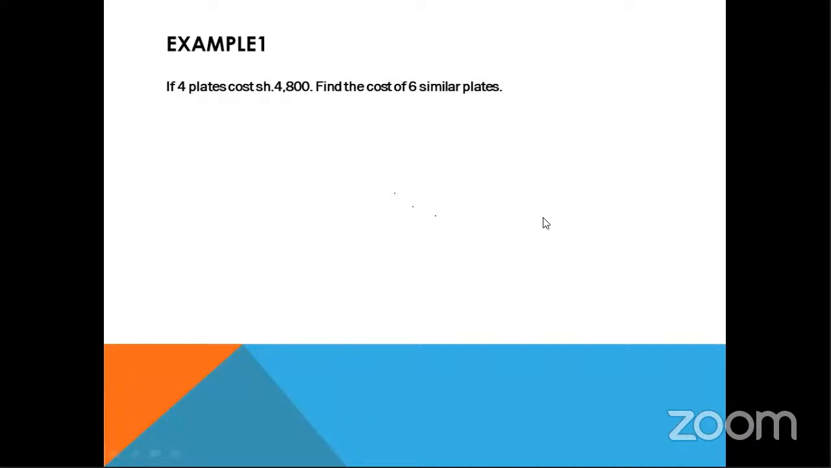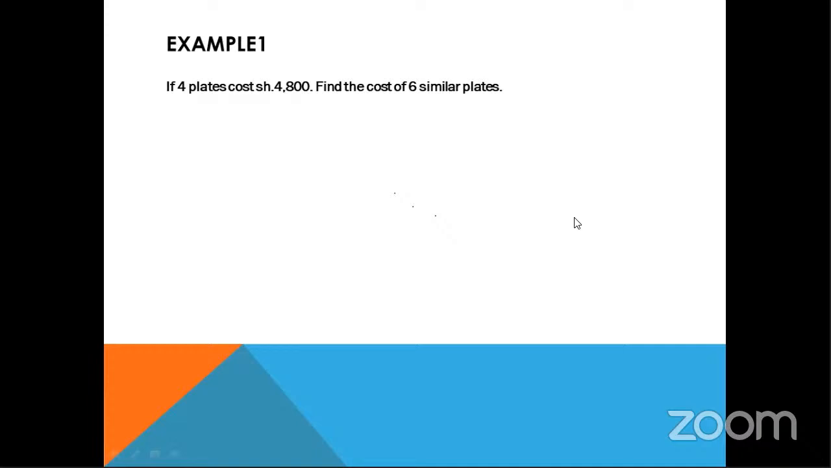Very good, Diana, for that wonderful reading. So here they are saying that if 4 plates, 1, 2, 3, 4, those 4 plates all together cost 4,800 shillings. Now, how about if you want to buy 6 similar plates? How much will you pay for 6 similar plates? Let's remember the steps we have said. There is division in this, what we are learning right now, and there is multiplication.